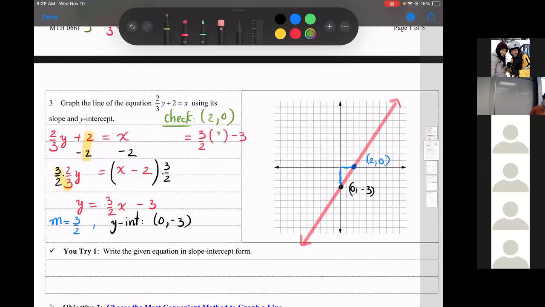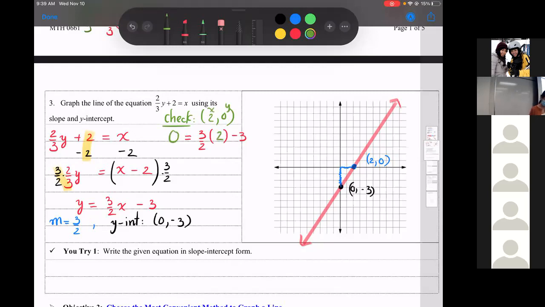What should I put here? I need to fill in the blanks. Which one is x? Which one is y? X is 2. Y is 0. So the one on the left is gonna be what, 0 or 2? 0. That's your y, right? You're gonna plug in the correct one.